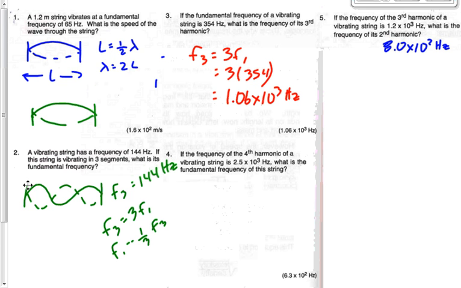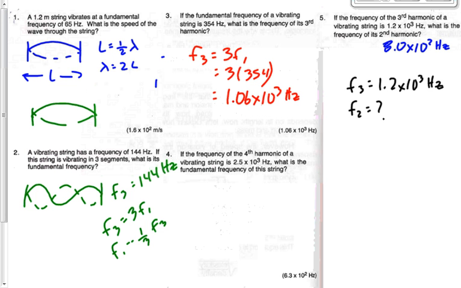Okay, let's keep going with 4 and 5 here for the next couple minutes, and then we'll go over those ones if we need to in a minute too. Let's take a quick look at number 5 before we flip the page here. This one says the frequency of the third harmonic is 1200 hertz. What's the frequency of the second harmonic? We know the third harmonic is 1.2 times 10 to the 3 hertz. We want to find the second harmonic.